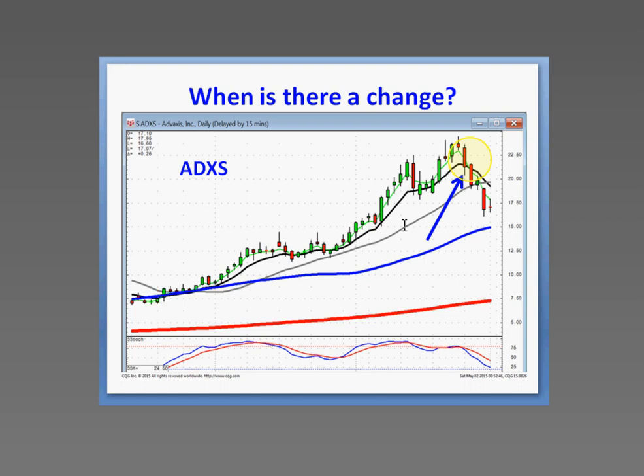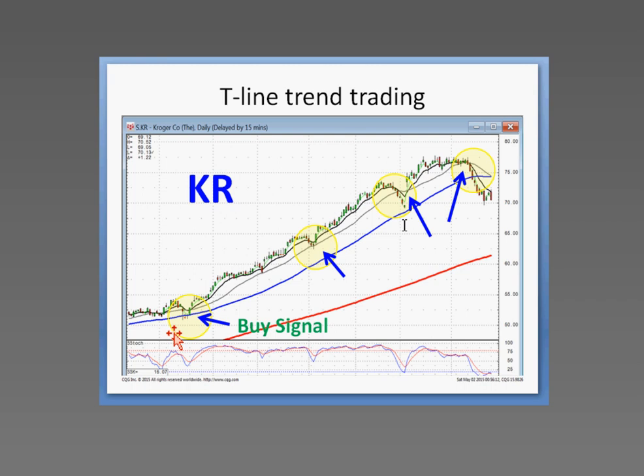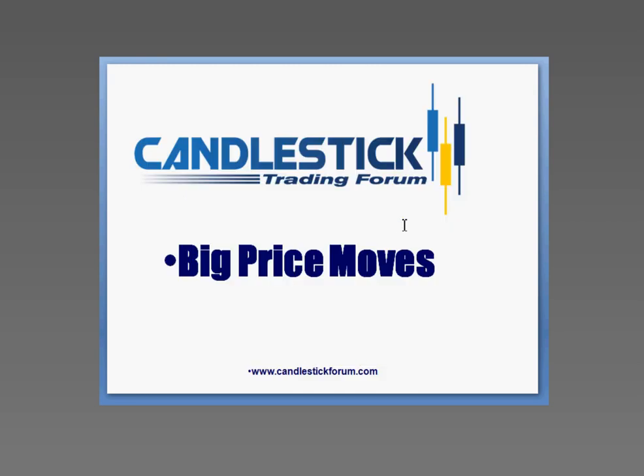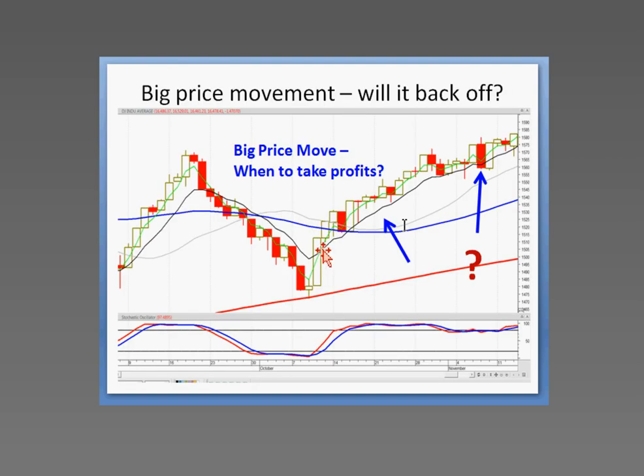Now I forgot where I was. Up here. So very simple. Buy signal, take profits, get back in, take profits, get back in, take profits, get back in. When it comes back up, it hasn't come back up. This was Kroger a while back. So even on the big price moves, it helps you decide when to get in.